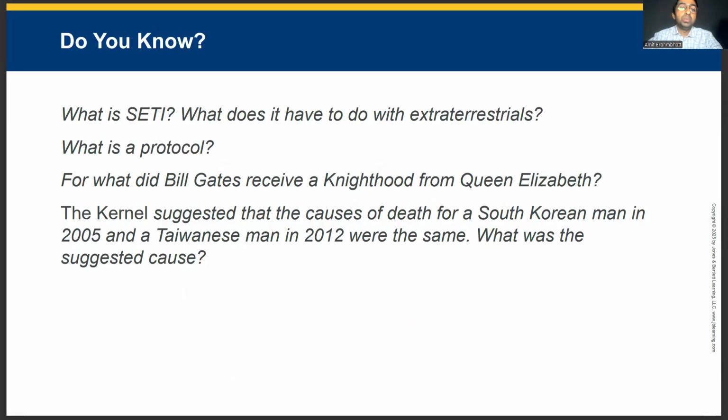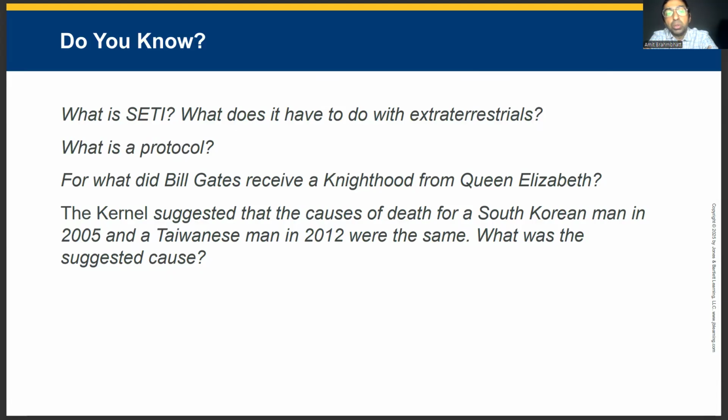I'll suggest that you pause the slide here and try to answer these questions yourself. SETI searches for extraterrestrial intelligence using radio signals. A protocol is a set of communication rules. Bill Gates received a knighthood honorary distinction from Queen Elizabeth for contributions to technology and philanthropy.